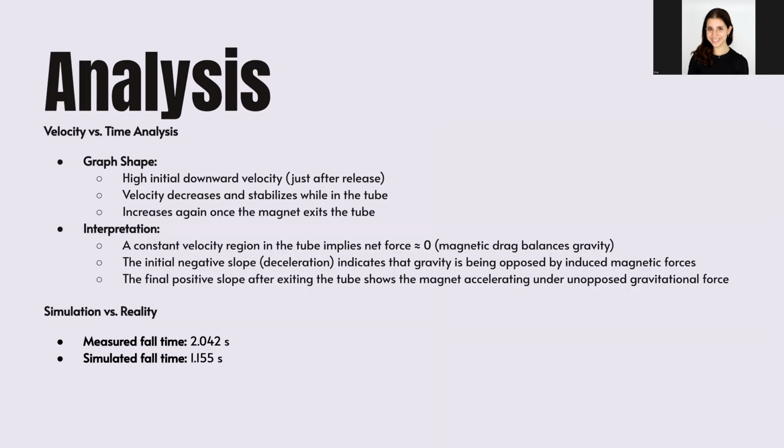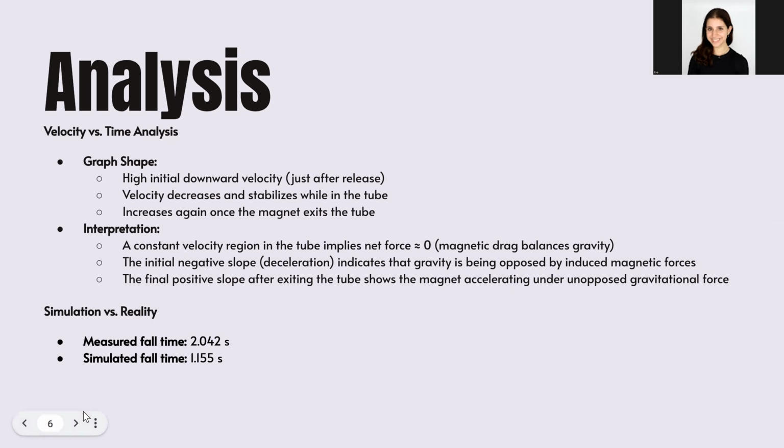So I also noticed with the graph that there was a high initial downward velocity just after the release. Then the velocity decreases and stabilizes while the magnet is in the tube, and it increases again once the magnet exits the tube. And I noticed a constant velocity region in the tube, and this means that the net force is zero at that point because magnetic drag is balancing gravity. Also, the initial negative slope indicates that gravity is being opposed by magnetic forces, and the final positive slope after exiting the tube shows the magnet accelerating under unopposed gravitational force.